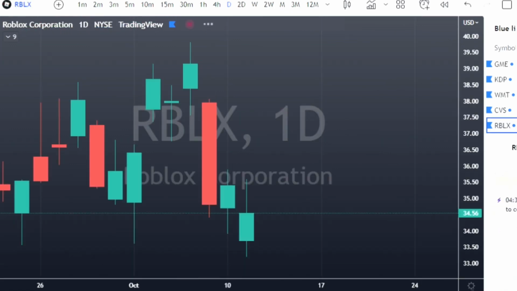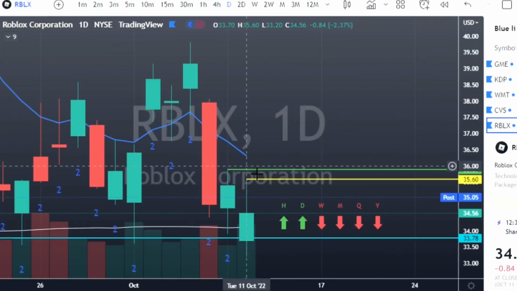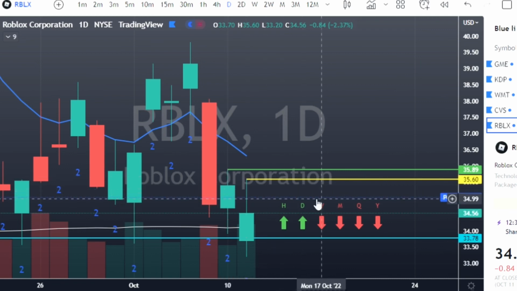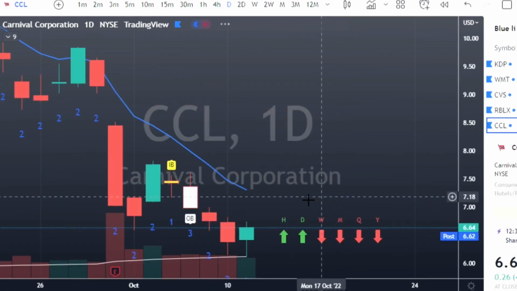Okay, we'll move on to Roblox. Roblox spread between the bid and the ask isn't great, but we had a 2 down green. We can look for calls at 35.60, first targets at 35.89 on RBLX.